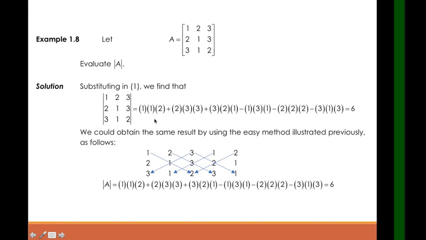So let's have an example. Let A equal the square bracket of 1, 2, 3, 3, 1, 2, 1, 3, and 3, 1, 2. Evaluate the determinant of A. Substituting in number 1, we find it like this. So, paano nakuha yung answer na 6? So, let's see. Yung 1, 2, ito yan. 1, 2, 3, 2, 1, 1, and 3, 3, 2. Yung dalawang first and second, i-repeat lang natin sila dito.